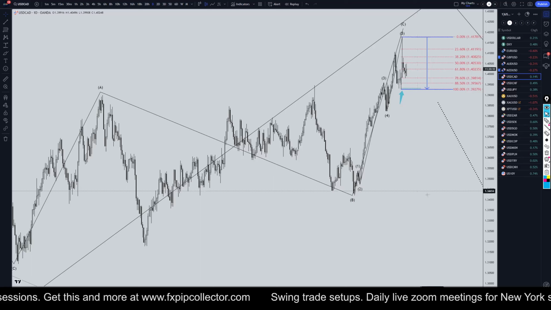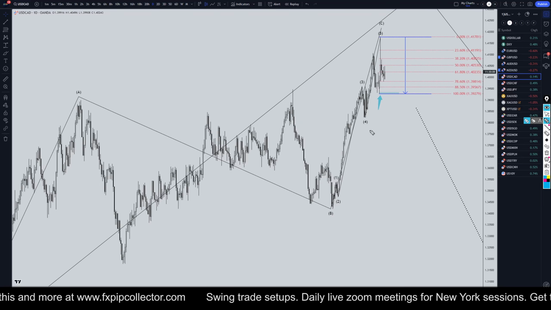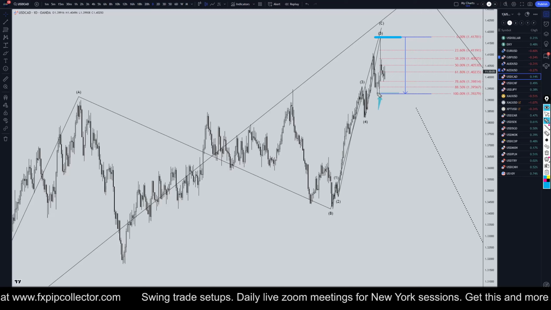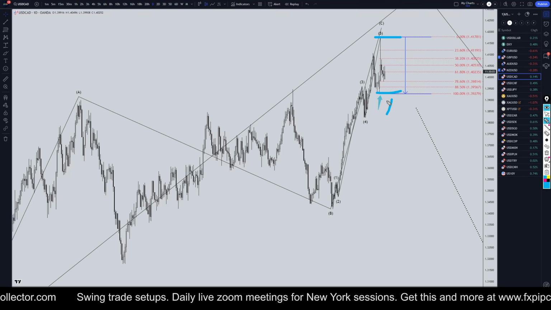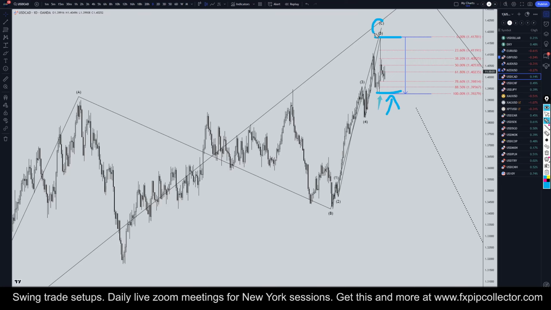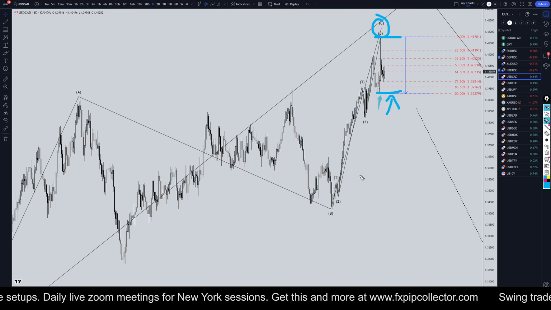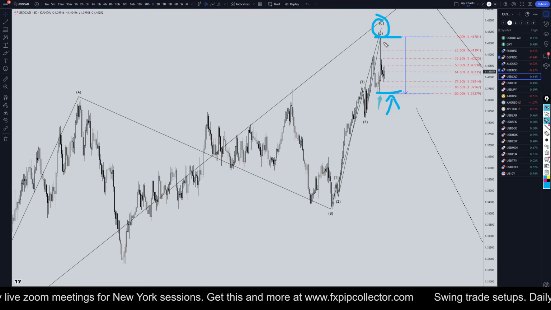Heading down to the daily time frame. Now the trend is definitely up on the daily. Right now we're in between this range right here. Until we actually break this low right here, we can't say for sure that this wave C is over. Definitely looks like it should be over because we have potentially 5 waves up.